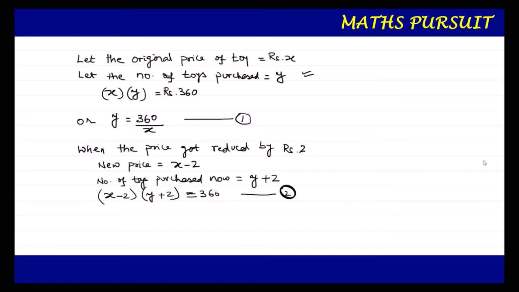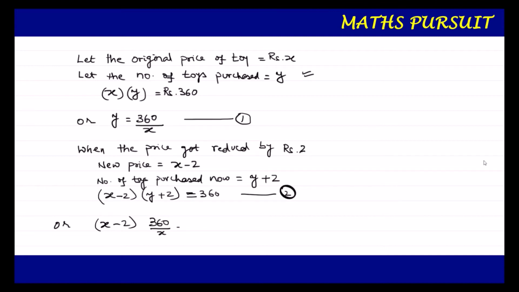Now what I am going to do, I am going to replace this value of Y from equation number 1. So our new equation will become X minus 2, this Y, I am going to replace from equation number 1, which is 360 upon X.